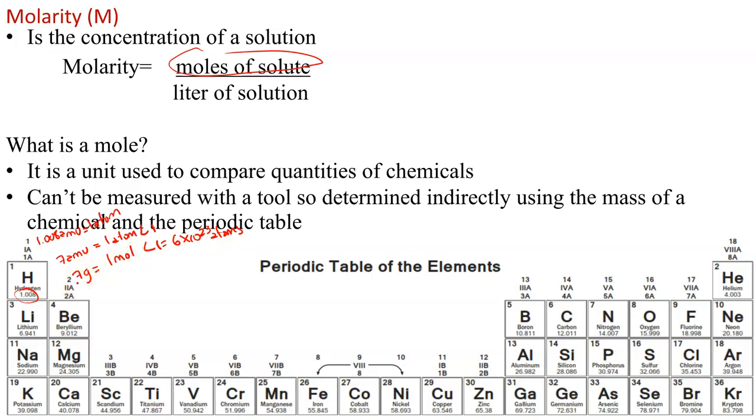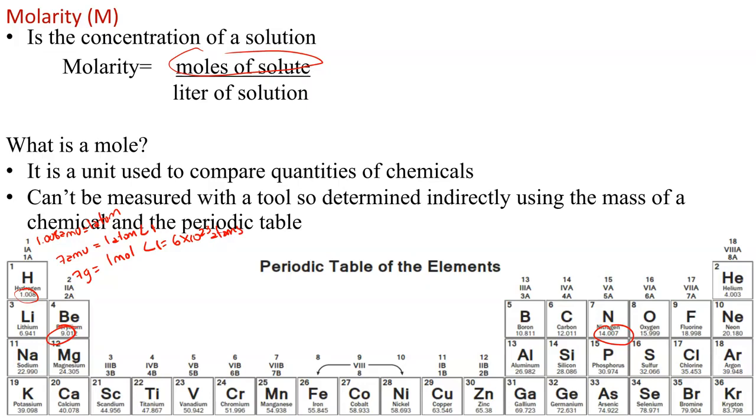All you need to understand is this. All these masses here are equal to 1 mole. How many grams are in 1 mole of beryllium? 9. How many grams are in 1 mole of nitrogen? 14. Just look at the bottom number. That's all you gotta do. All these are equal to 1 mole.